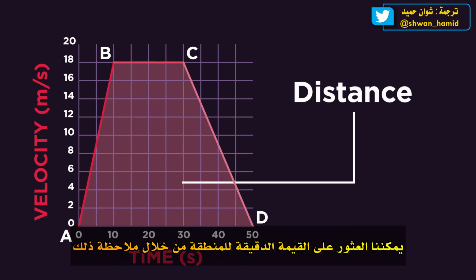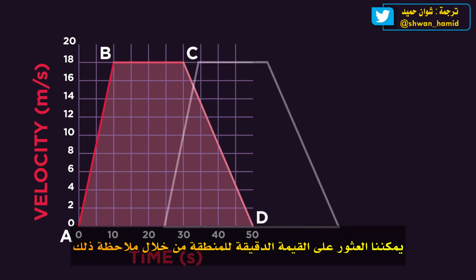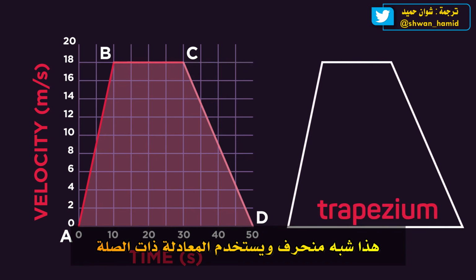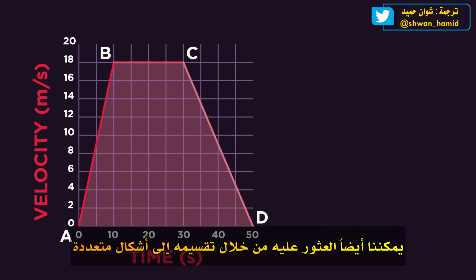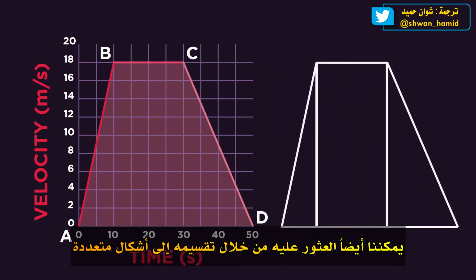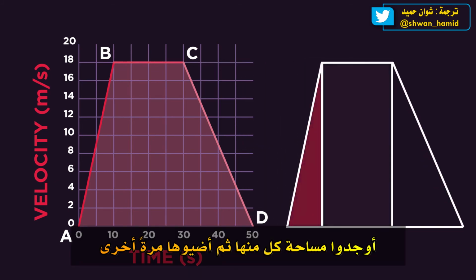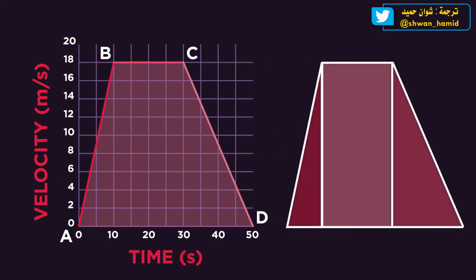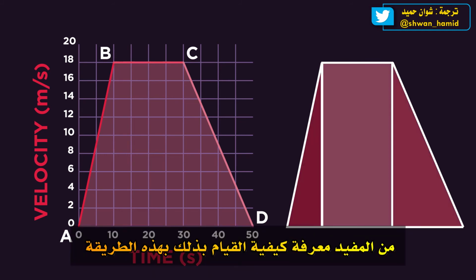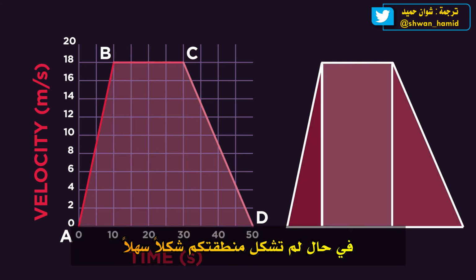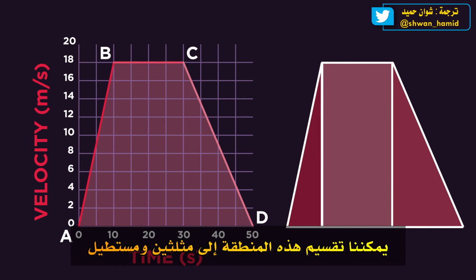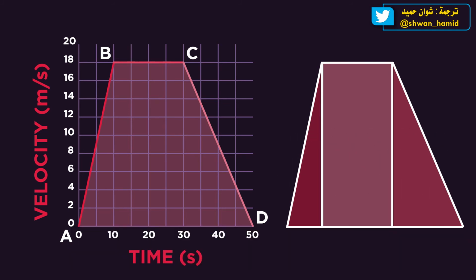We can find the exact value for the area by noticing this is a trapezium and using the relevant equation. We can also find it by splitting it into multiple shapes, finding the area of each, then adding them back up. It's useful to know how to do it this way in case your area does not form an easy shape. We can split this area into two triangles and a rectangle.